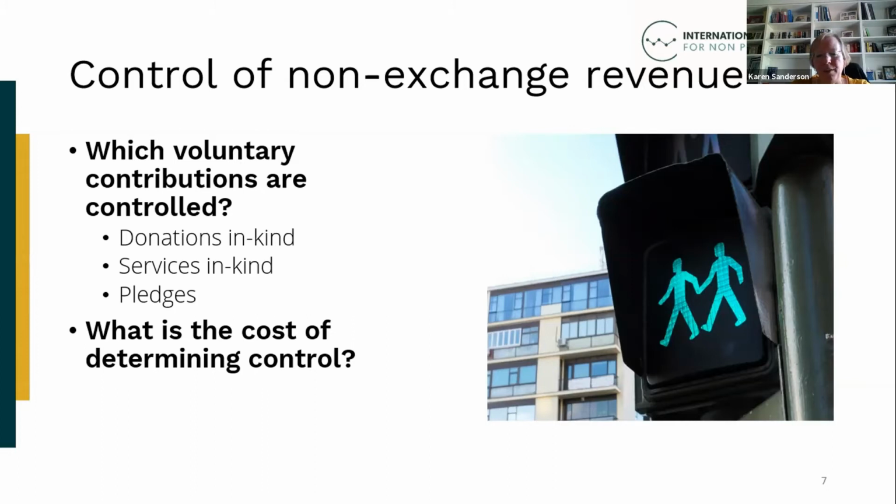The first step will be for NPOs to determine if they control the cash or resources provided. This might seem straightforward, particularly for cash contributions, but if a contributor provides an asset for an NPO to use for a project, but requires it to be returned at some point, is that a donation of an asset that the NPO controls, a gift in kind, or is it the right to use the asset for a period, a service in kind, where the NPO controls the asset only for the period that it uses it?